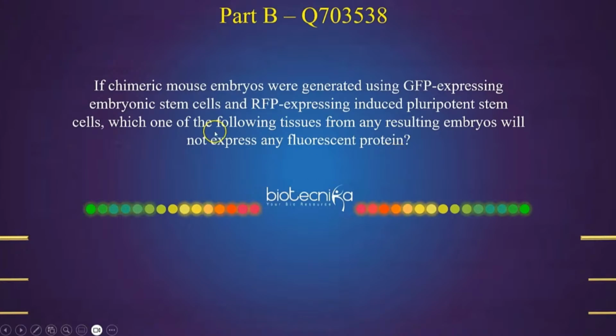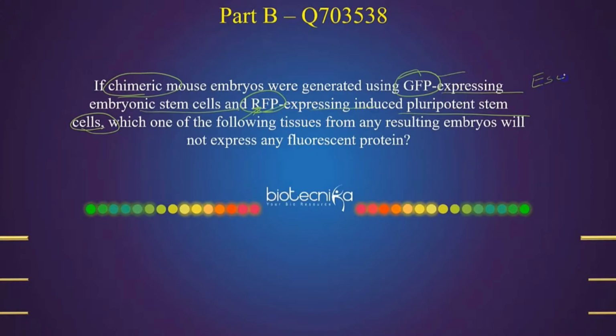It is regarding if chimeric mouse embryos were generated using GFP expressing embryonic stem cells. GFP is green fluorescent protein and RFP is red fluorescent protein. Chimeric means two different cell types were generated. The different colors are so that you can identify them. Basically they have taken embryonic stem cells and induced pluripotent stem cells. We know both are pluripotent in nature, so they can make all the cells of the body.